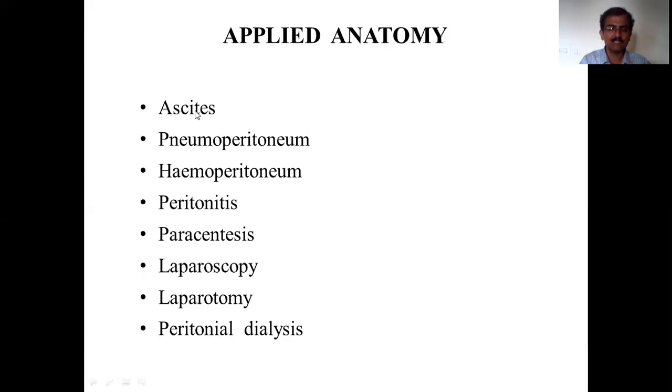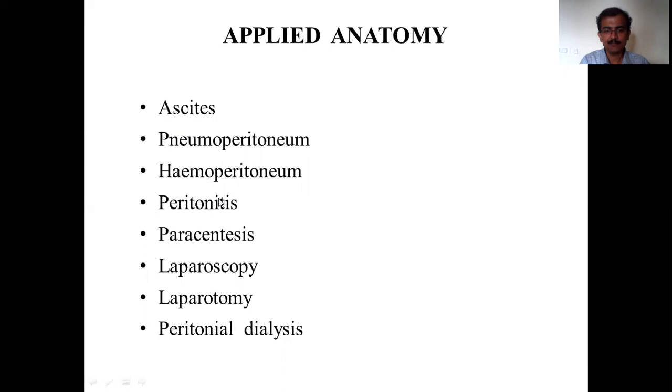There are some other aspects related to the peritoneum. One is ascites. There is a fluid collection occurring in the abdominal cavity, that is the peritoneal cavity. If a fluid collection occurs, that condition is called ascites. Pneumoperitoneum, as the name suggests, pneumo means air. If air collects in the peritoneal cavity, that condition is called pneumoperitoneum. Hemoperitoneum, if there is a blood collection in the peritoneal cavity, it's called hemoperitoneum.